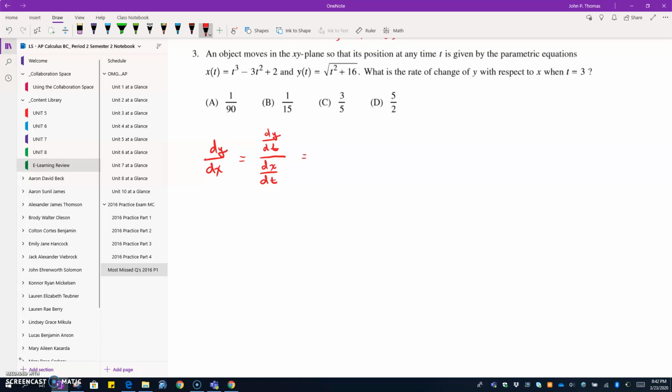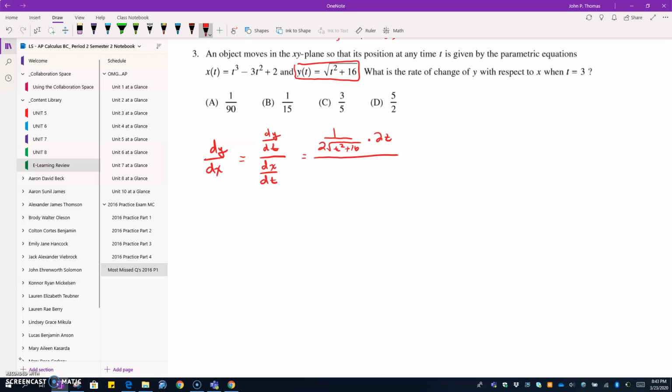Alright, so the rate of change of y with respect to t, we're going to go up to the y function, and we're going to take the derivative of that with respect to t. If I take that derivative, it's a square root, so I have 1 over 2 root t squared plus 16. Then chain rule will multiply by the derivative of the inside, which is a 2t. Alright, and that's the derivative of y.